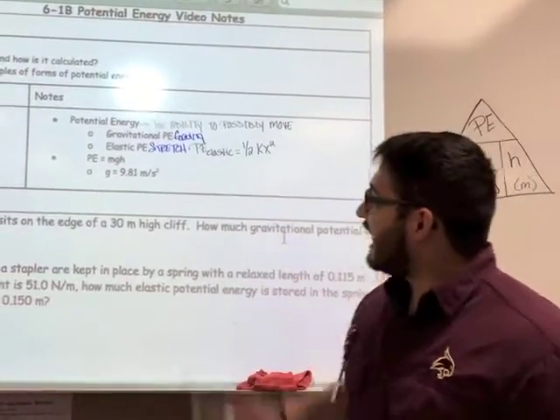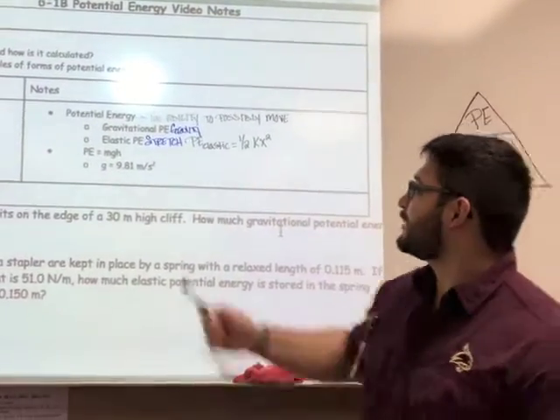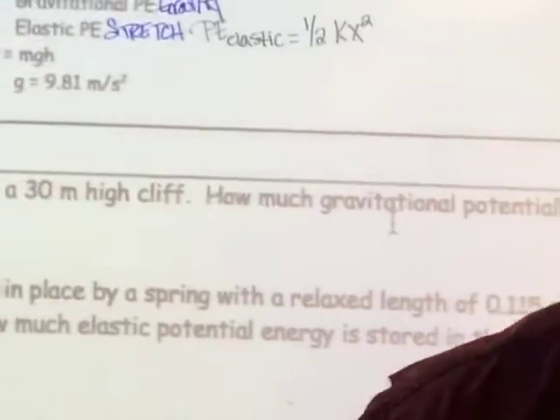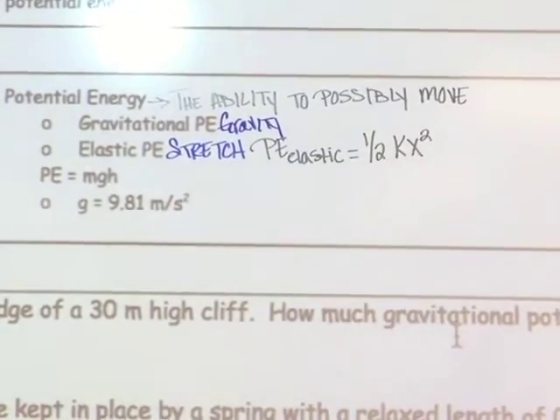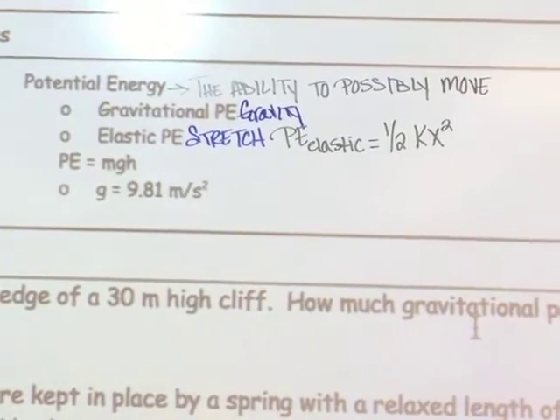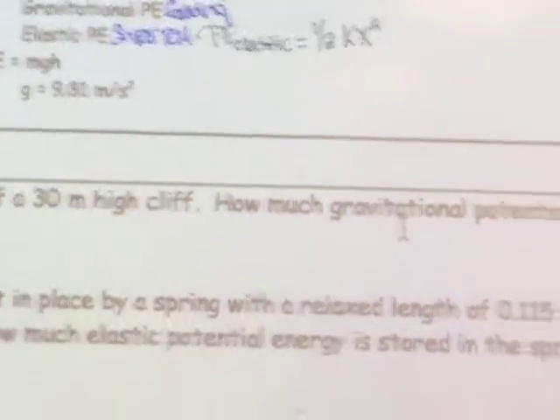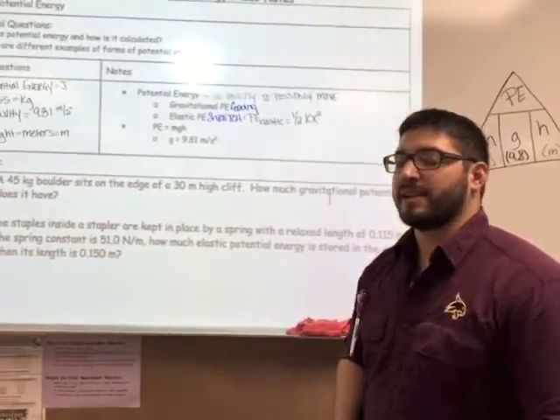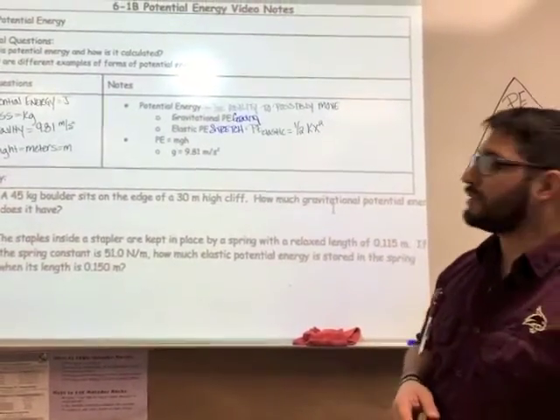The other one is elastic potential energy, and that has a specific word next to it that says stretch. Now, we're talking about things that stretch. We're talking about springs, rubber bands, those kinds of things that when you pull them apart, they come back together. Well, each one is going to be a little bit different, but we'll get into more on that here in just a minute. First, I want to talk about gravitational potential energy.